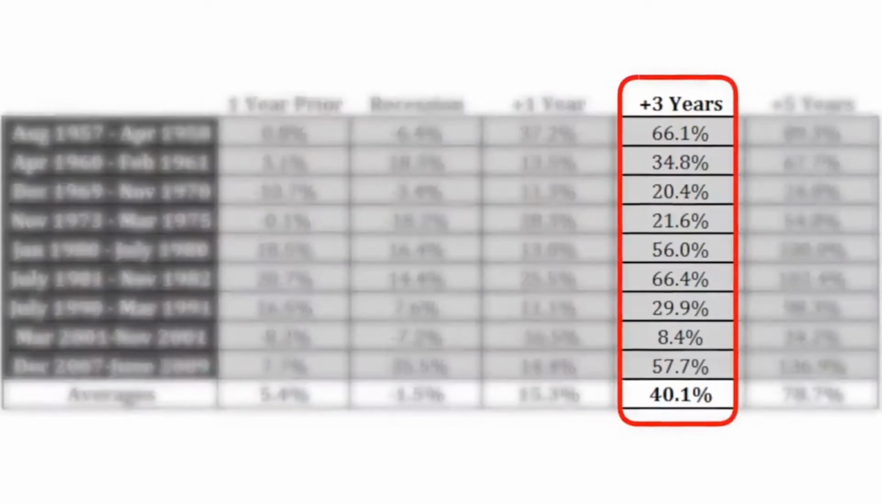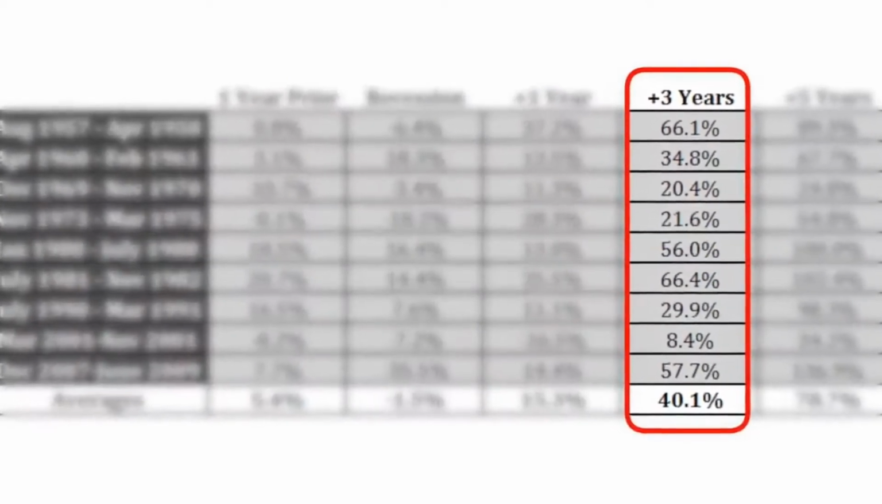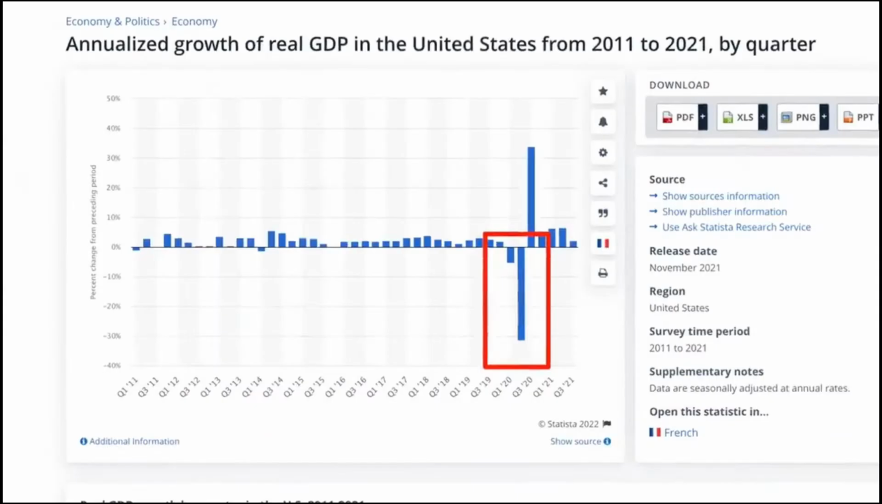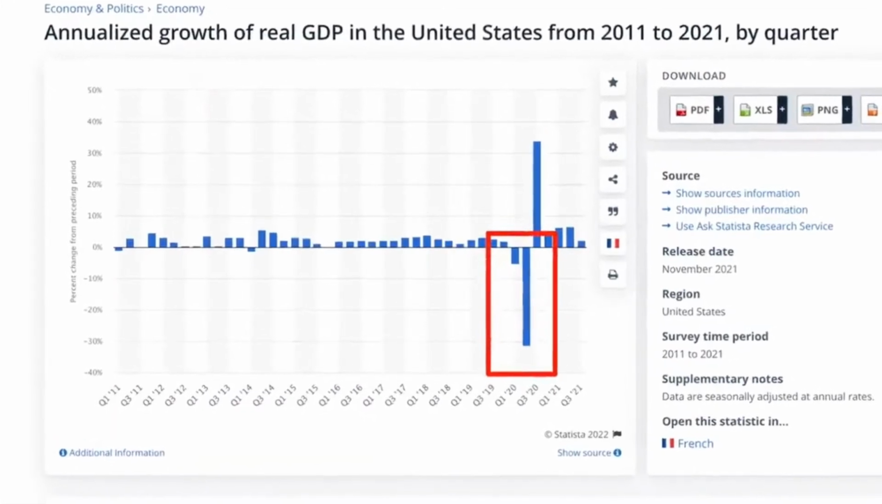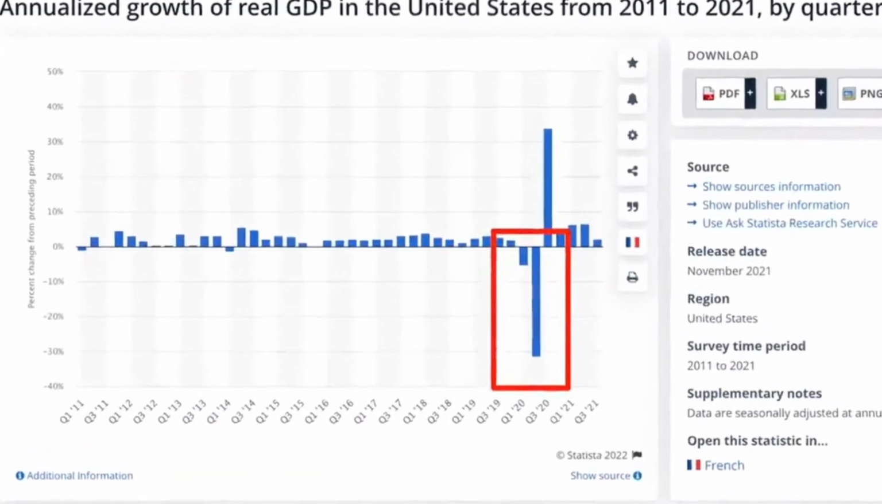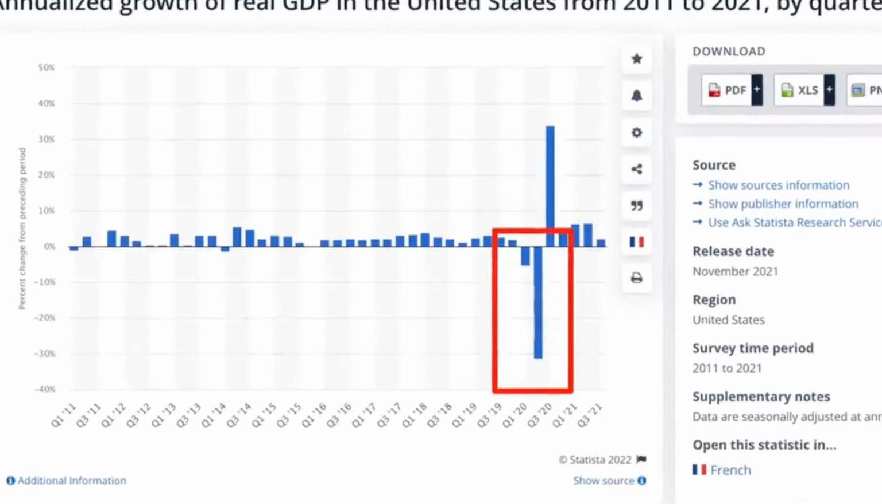Not to mention in the 3 years following every single recession we have ever had, the market was 100% in the green. Because a recession is defined as 2 consecutive quarters of decreasing GDP, you won't realize you're in a recession until it's too late.